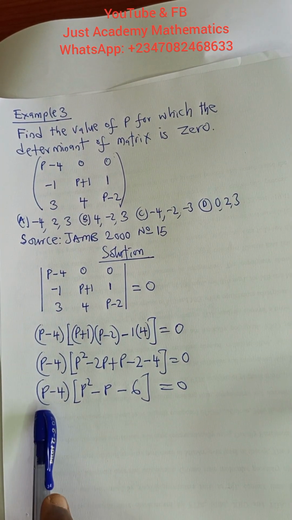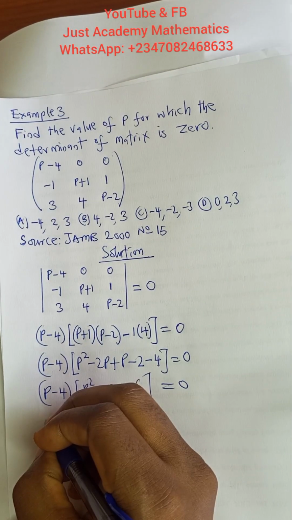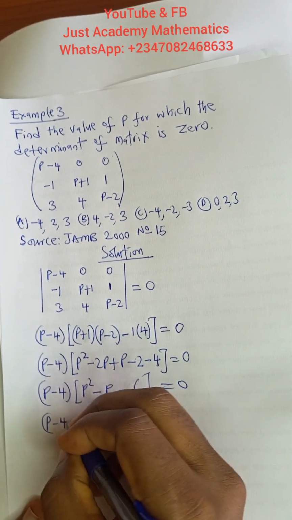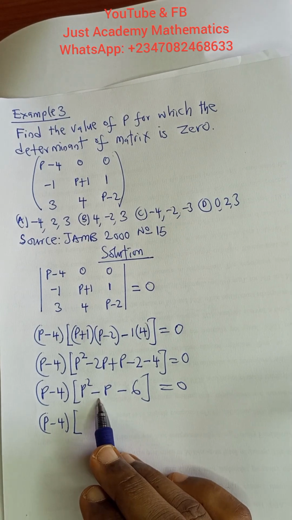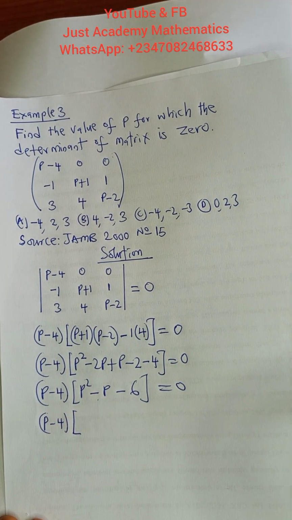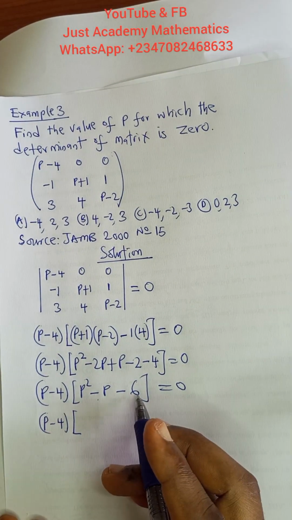It's not advisable for you to open this bracket. Factorize only this one inside this big bracket. So I have P minus 4. To factorize this, we'll look for two numbers that add to give us minus 1 and multiply to give us minus 6. That should be minus 3 and 2. Minus 3 plus 2 will give us minus 1. Minus 3 times 2 will give us minus 6.